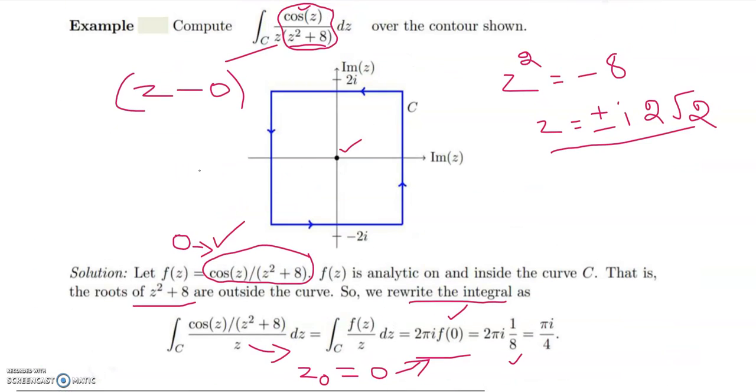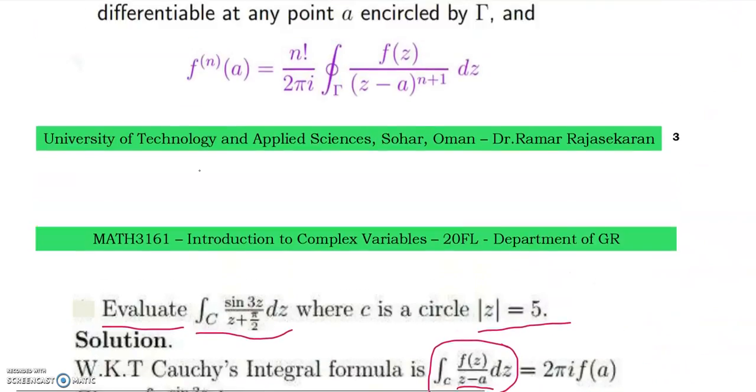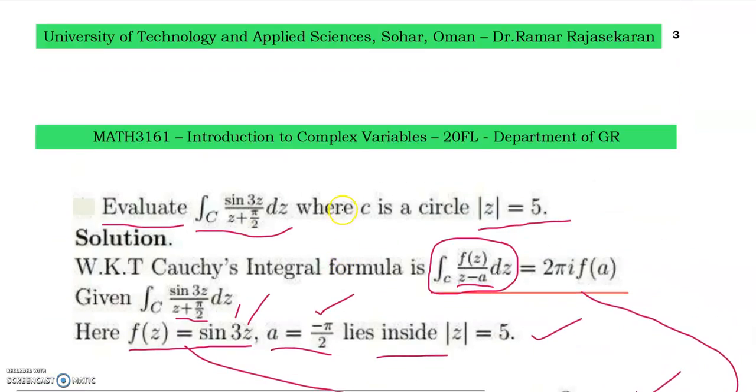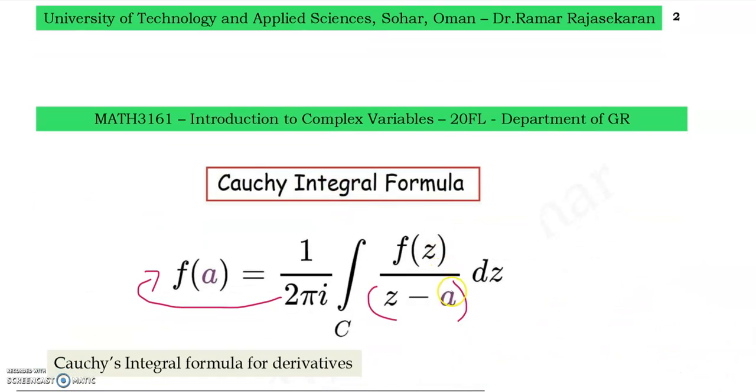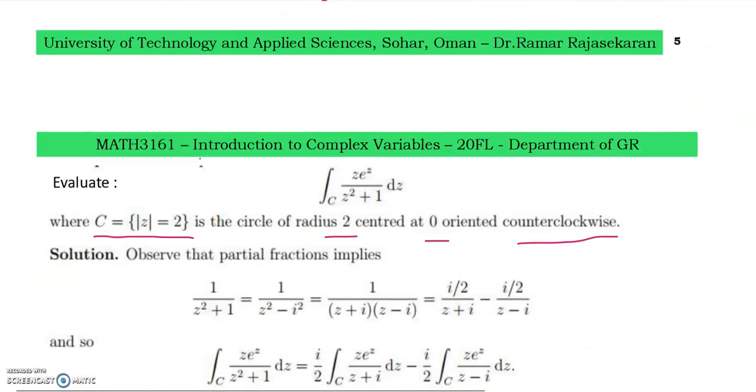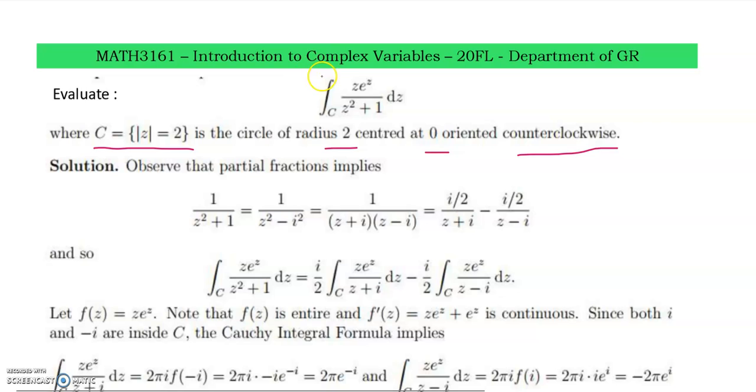Now first, how can we do this? First we have to see the Cauchy integral formula. Here, what is the degree of this term in the denominator? 1. Now you see here, the degree of z is also 1. Now what is given here? z e to the power z divided by z squared plus 1.